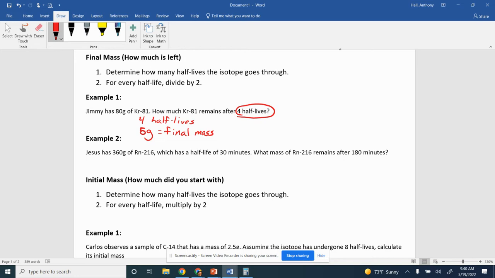Okay, I want you to try. We're not going to do example 2 yet. I want you to try another one like 1. So let's say instead of 80 grams, you started with 240 grams. And let's say instead of 4 half-lives, we're going to go through 6 half-lives. So let's see if you can figure out what the final mass in this scenario would be. So if I started with 240 grams of Krypton 81 and we go through 6 half-lives, how many would that be? So I doubt you can do it in your head, so you'll need to use your calculator to get this.